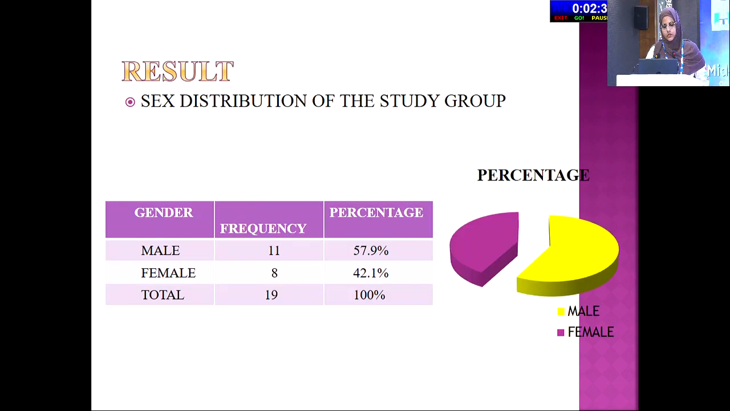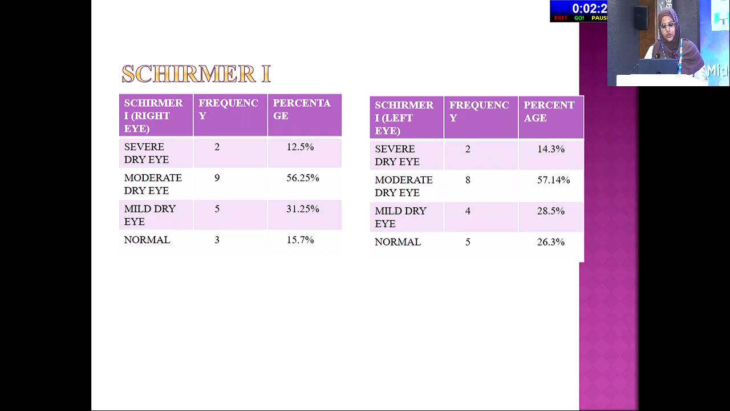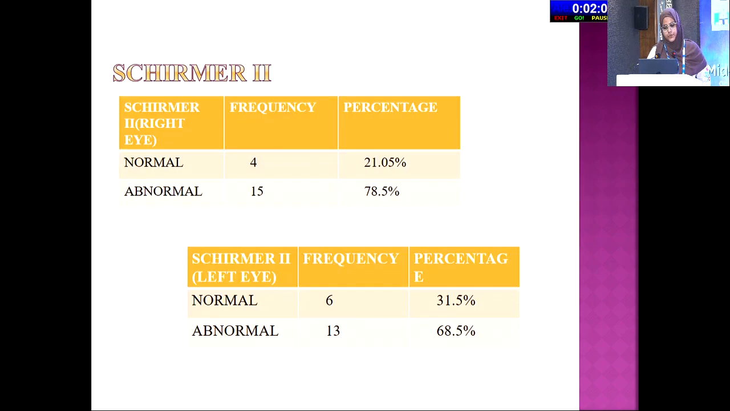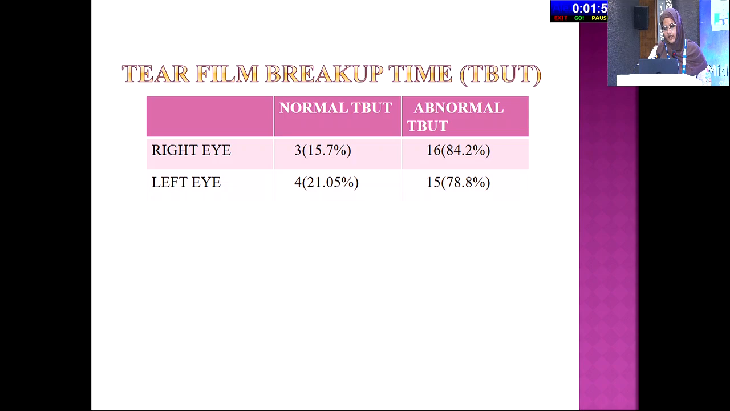Results of my study. Sex distribution of the study group: 57.9% of the participants were male and 42.1% were female. Schirmer 1 test: the majority of the patients had moderate dry eye, accounting for 56.25% in the right eye, and in the left eye also 57.14% of patients had moderate dry eye, followed by mild dry eye and then severe dry eye. Schirmer 2 test: 78.5% of patients had abnormal Schirmer 2 in the right eye and 68.5% had abnormal Schirmer 2 in the left eye. TBUT: 84.2% had abnormal TBUT in the right eye and 78.8% had abnormal TBUT in the left eye.